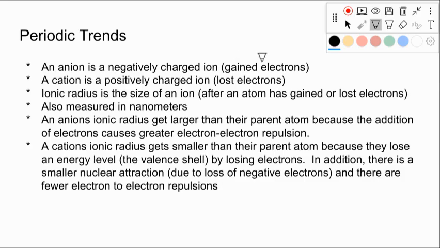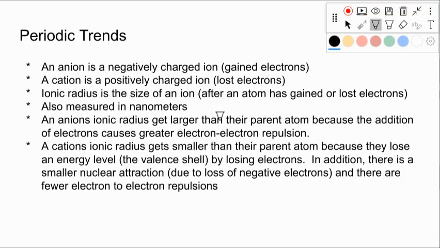An anion has gained electrons because in a neutral atom you have an equal number of protons and electrons. For it to become overall negative, it has to have more electrons than protons, because the number of protons does not change, since that's the identity of the element. So it has gained electrons to become negatively charged. To become positively charged, it has lost electrons. Your ionic radius is also measured in nanometers, those super teeny tiny distance measurements. For the size of the atom, anions get bigger, cations get smaller.